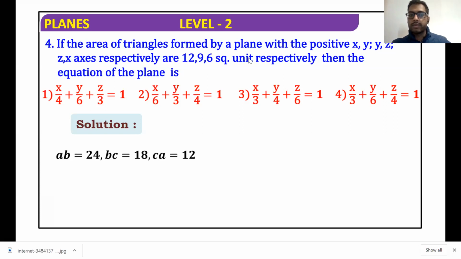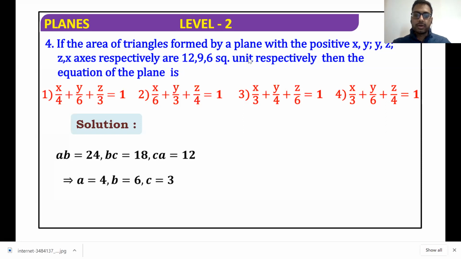From here, we can get values of A, B, and C. Consider A, divide AB by BC. B and B terms will get cancelled out. You will get a ratio of A and C. That means you will get values of C in terms of A and substitute those values in CA is equal to 12. From there, you will get value of C term and value of A term. Substitute that value in BC is equal to 18 to get value of B. So simplifying, you will get values of A, B, and C as 4, 6, and 3.